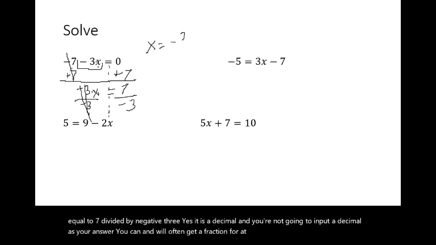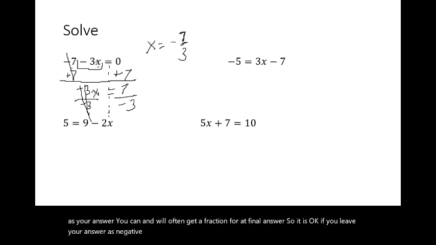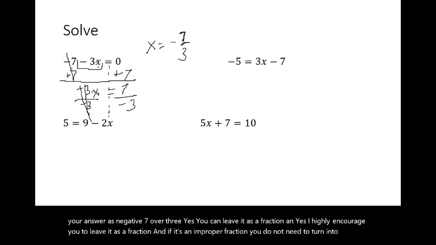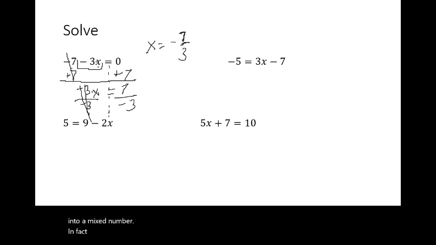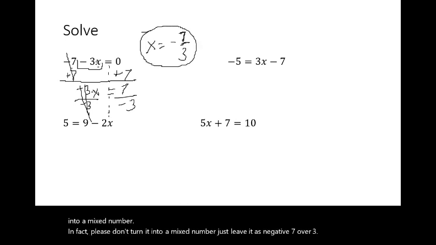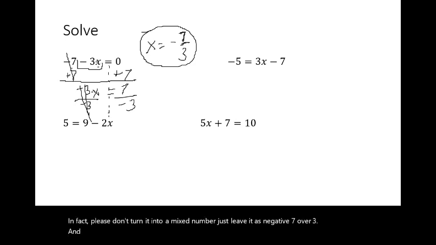So it is okay if you leave your answer as negative 7 over 3. Yes, you can leave it as a fraction, and yes, I highly encourage you to leave it as a fraction. And if it's an improper fraction, you do not need to turn it into a mixed number. In fact, please don't turn it into a mixed number. Just leave it as negative 7 over 3, and that's a good enough final answer.